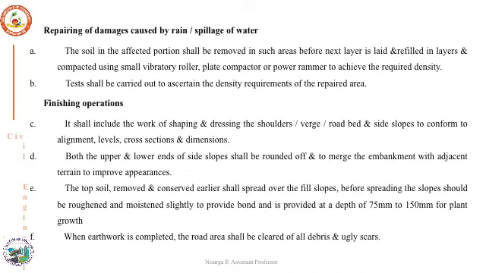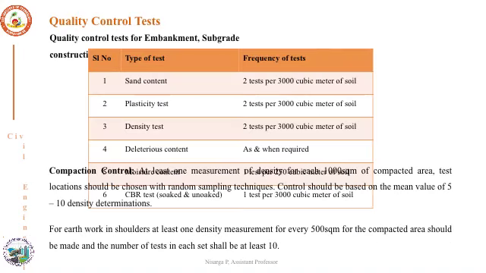The top soil must be removed and conserved. Earlier it shall be spread over the fill slope. Before spreading, the slope should be roughened and moistened slightly to provide a bond, and the top soil is provided at a depth of 75 mm to 150 mm for plant growth. When the earthwork is completed, the road shall be cleared of all the debris and the ugly scars.